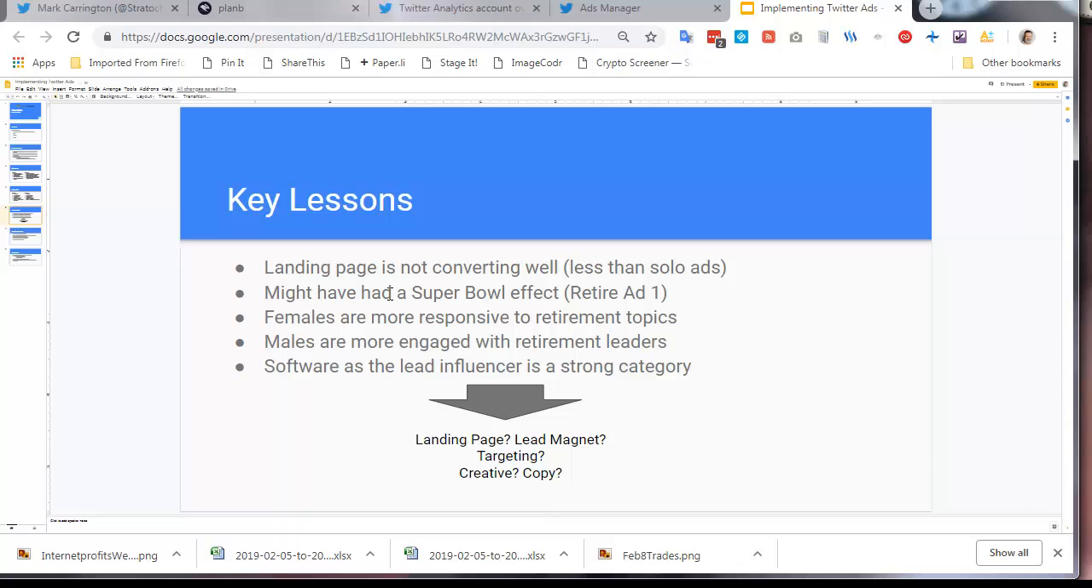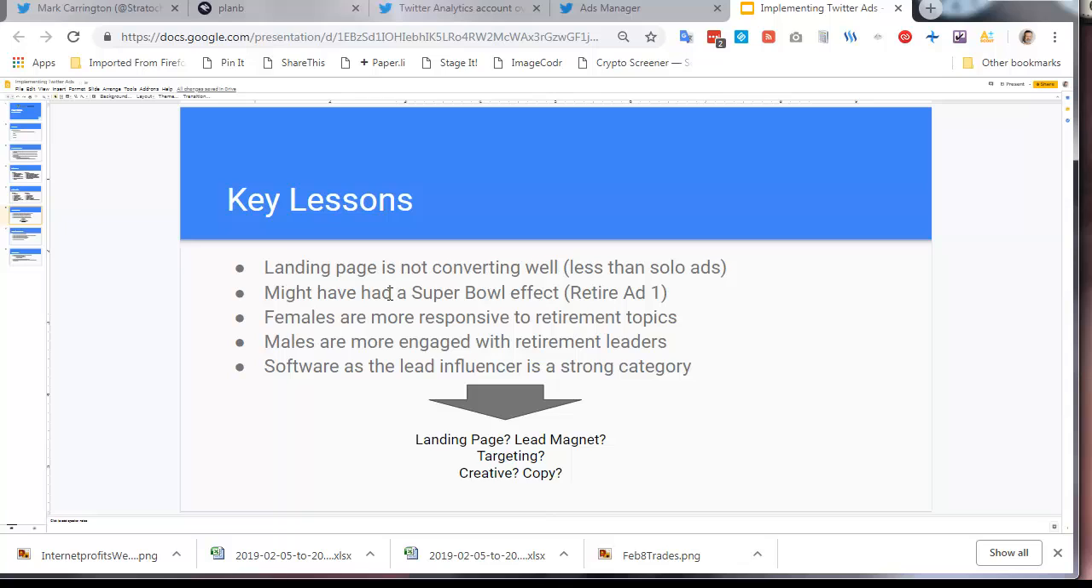Females are actually more responsive to the retirement topics, so using keywords for females, they're more responsive than males. But the males are more engaged with the retirement leaders than the females, and I suspect that has just got to do with the mix of asset ownership, that males are actually holding more assets than females, so consequently they're more engaged with those people. And then software as the lead influencer is a strong category both times I ran.